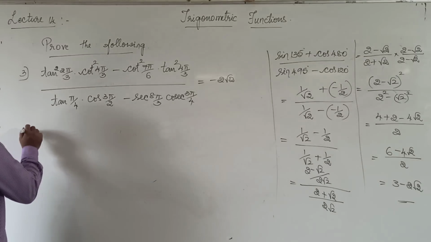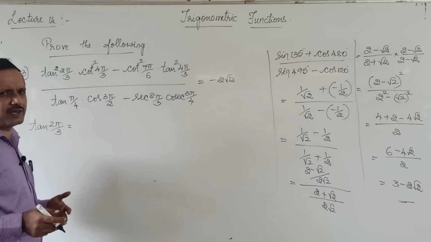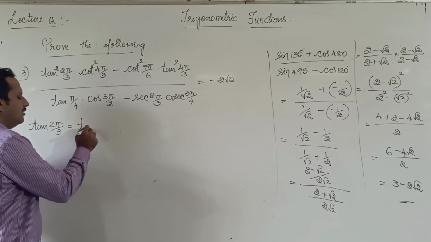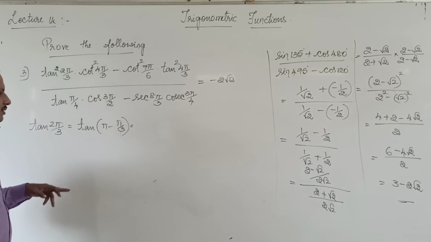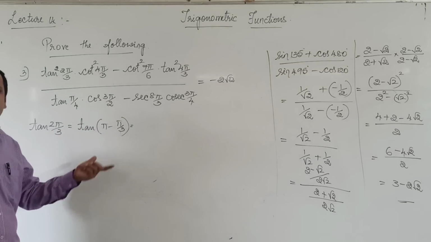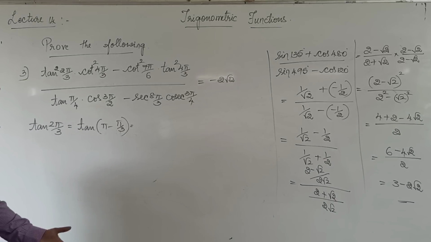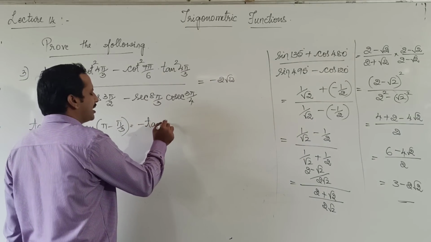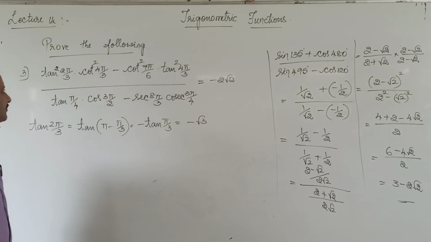Okay. First I will take tan 2 pi by 3. We want tan square 2 pi by 3, so first we shall find tan 2 pi by 3 and later on square it. This is equal to tan of pi minus pi by 3. 2 pi by 3, I am writing as pi minus pi by 3. So this looks like tan of 180 minus theta, which is equal to minus tan theta. So this will be minus tan pi by 3. Tan pi by 3 is root 3. This will give you minus root 3.